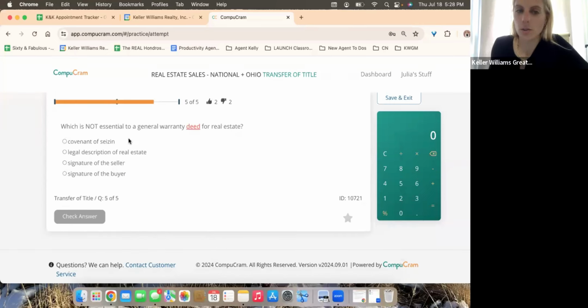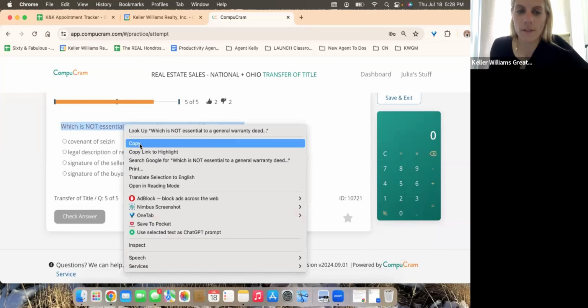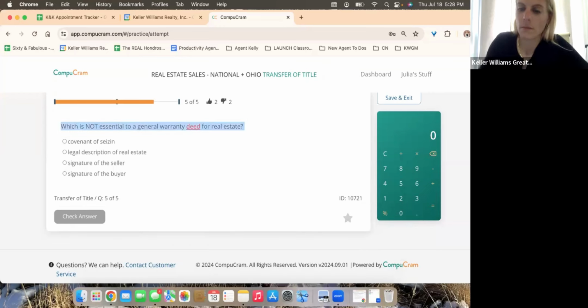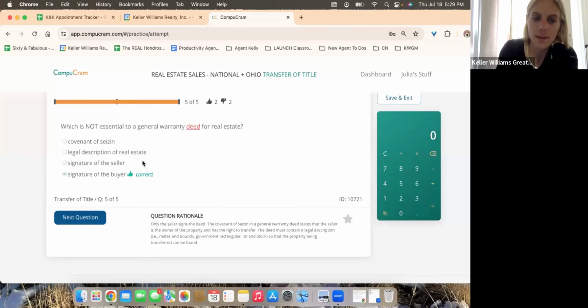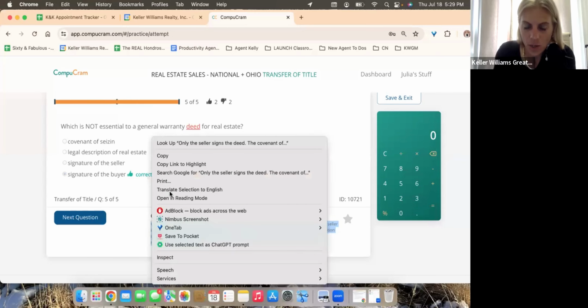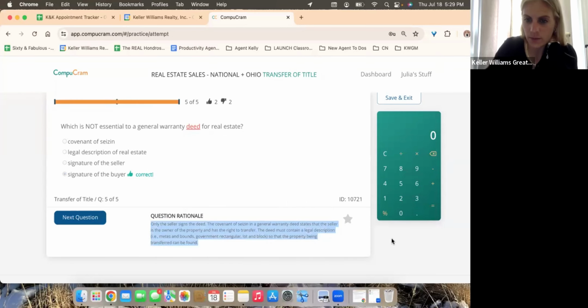Which is not essential to a general warranty deed for real estate? Is that A, covenant of seisin, B, legal description of real estate, C, signature of the seller, or D, signature of the buyer? Definitely knowing what is required on a deed is going to be on your exam. Good job. Signature of the buyer is not essential. The question rationale is very helpful. All right, good job, guys.